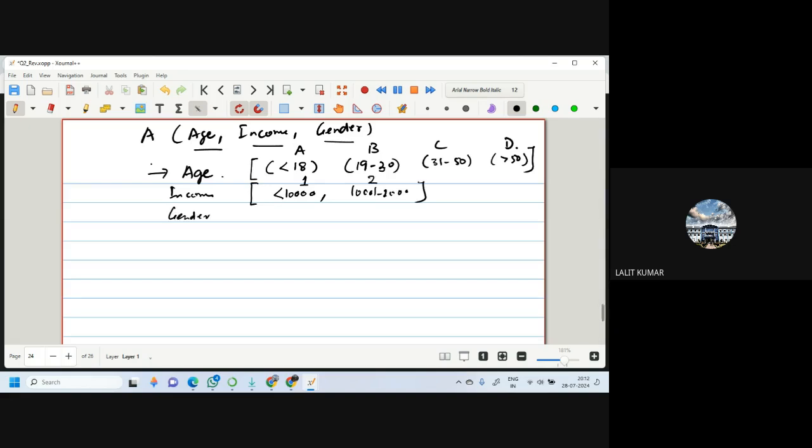For gender, I just consider male and female. So here also I have two partitions, let them be P and Q. So these are the partitions. When we go further and I do the testing, it will become clear to you. So these are the partitions for each characteristic.